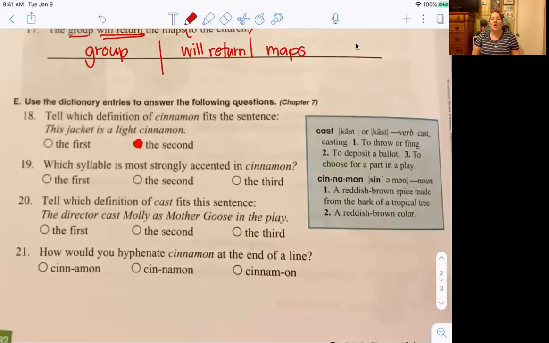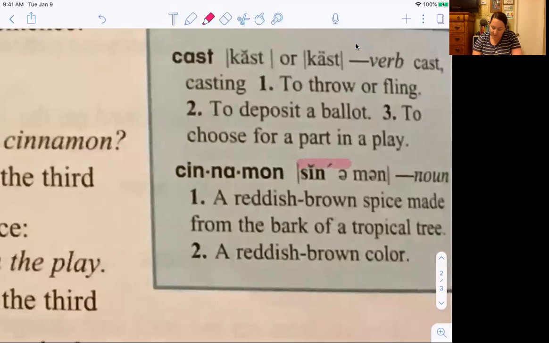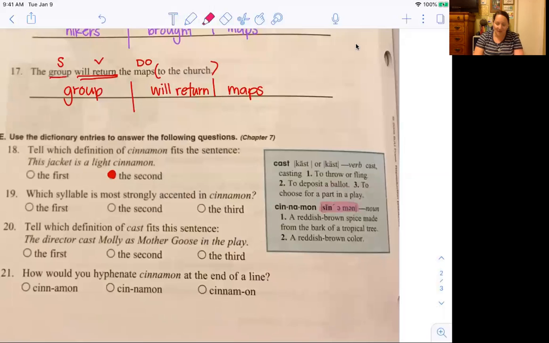Number 19, which syllable is most strongly accented in cinnamon? Let's look here, and you find that right here. Which syllable is accented? We don't say cinNAmon or cinnaMON, right? We say CINnamon. So which syllable is it? The first syllable.